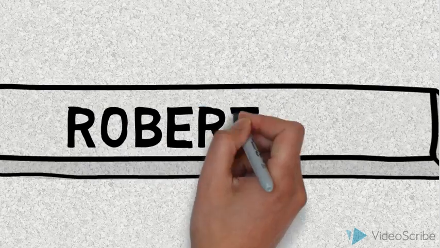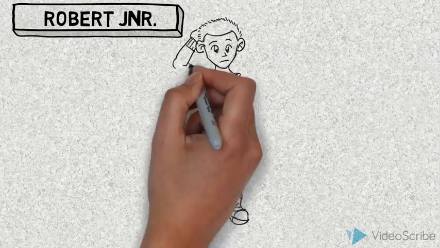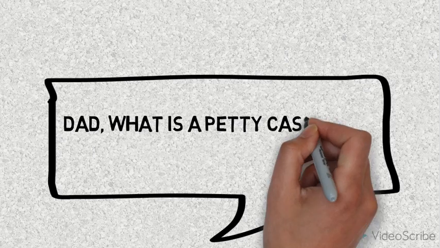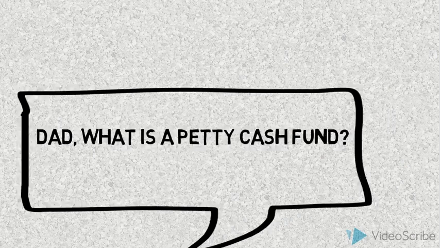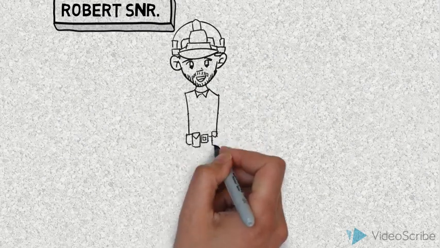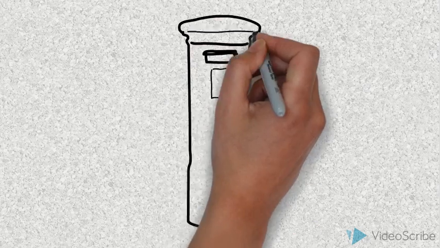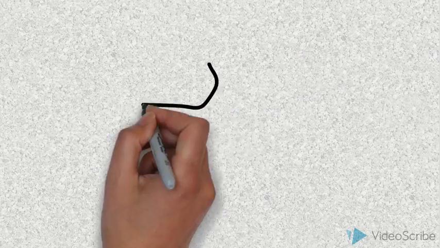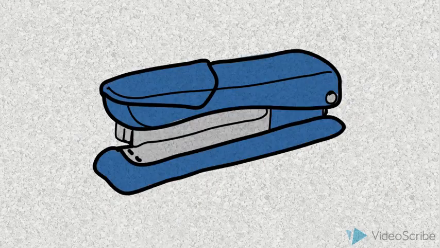Robert Jr. is a student studying accounting at UTS. He struggles with the concept of petty cash funds and asks his entrepreneurial father, Robert Sr., for some help. Robert Sr. explains to his son that a petty cash fund is an amount of cash kept on hand to pay for any minor miscellaneous expenses. These expenses can usually include postage expenses and office supplies expenses.